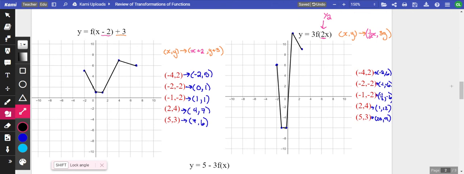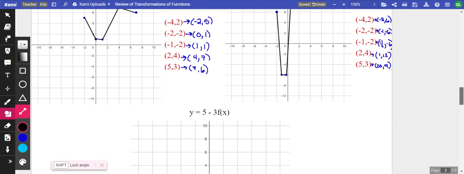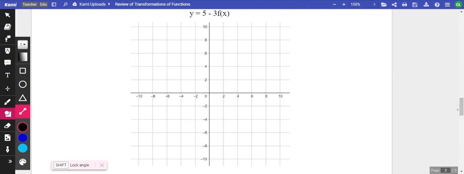So I want you to take those two ideas and apply them to this last graph here. See if you can draw the transformation with this graph.